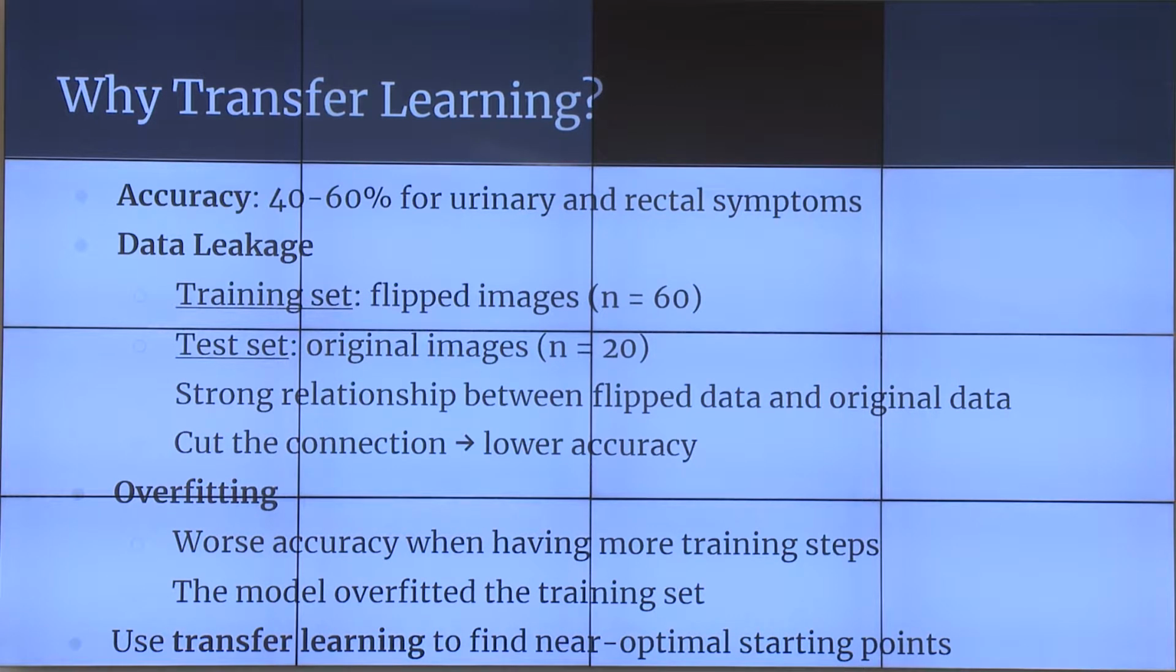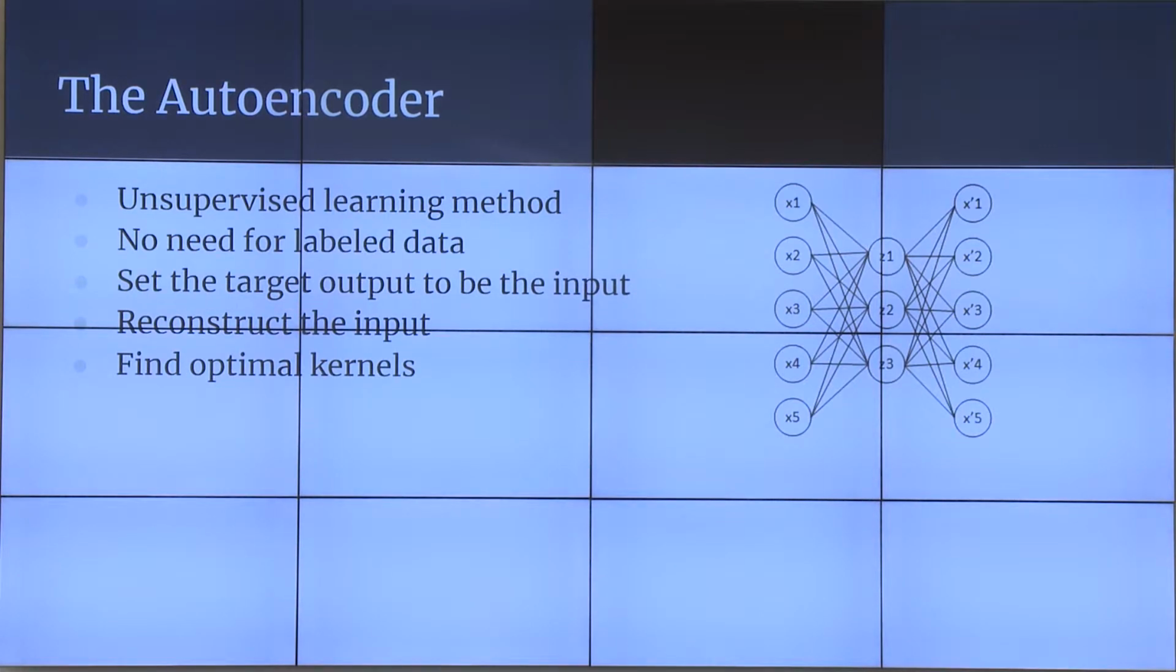And then another problem that we faced was overfitting, because as we let our model train for longer periods of time and for more steps, the model overfitted the training set. And we knew we needed more data, but we couldn't find ways to get more. So we decided to use transfer learning to find the near optimal starting points that we could use for our prediction model. So we used the autoencoder.